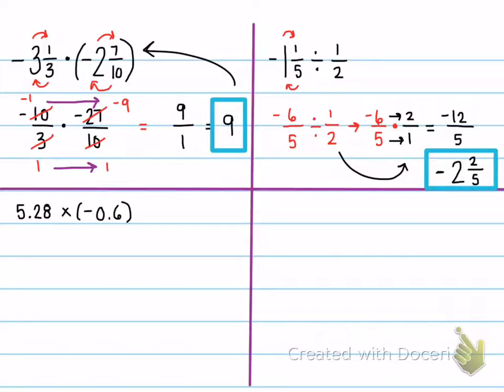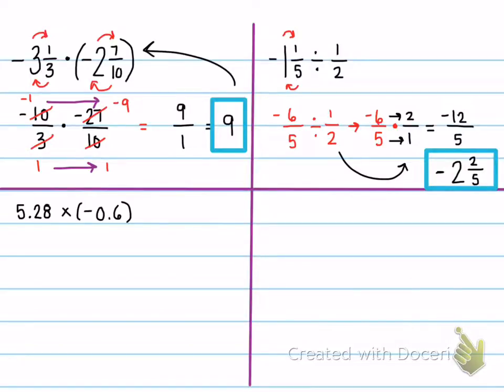Okay, so let's remind ourselves how to multiply decimals. If I get 5 and 28 times negative 6/10, I notice that I'm multiplying numbers with different signs, so I know that my answer is going to be negative when I'm done. I'm going to kind of ignore the negatives when I solve this problem and then just put it in at the end.